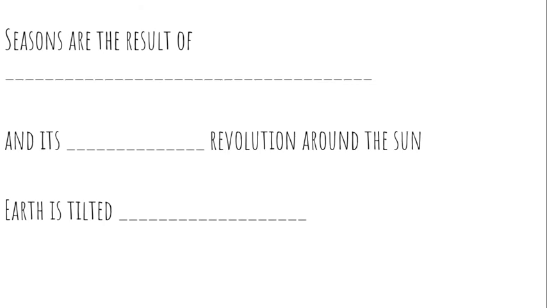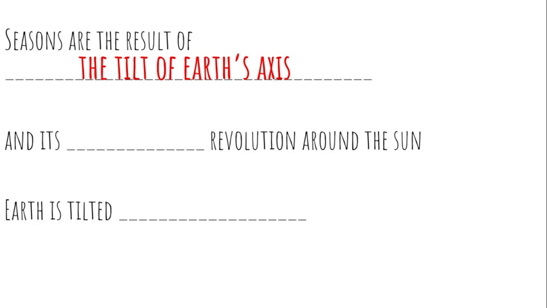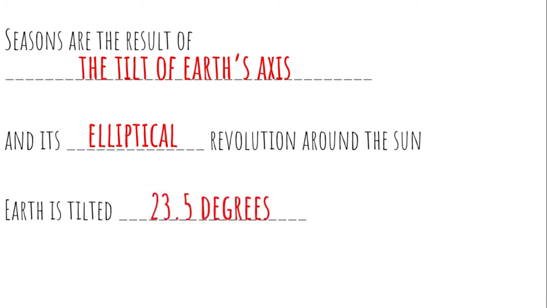So, what causes seasons? Seasons are the result of the tilt of Earth's axis and its elliptical revolution around the sun. So the tilt of Earth's axis and the revolution around the sun is what causes seasons. The Earth is tilted 23.5 degrees. So this isn't a temperature. These are things you would use a protractor for, angles.